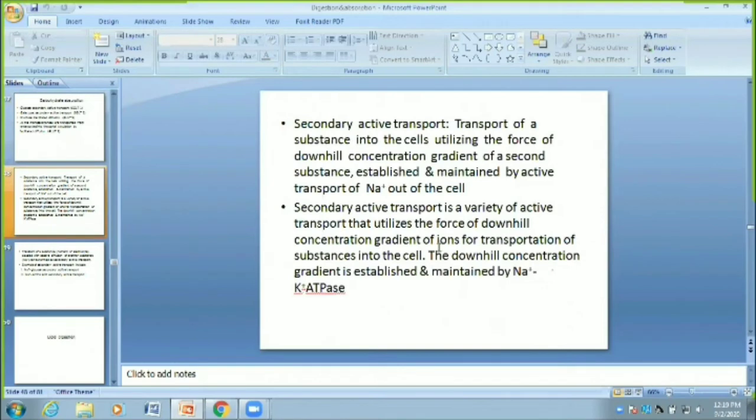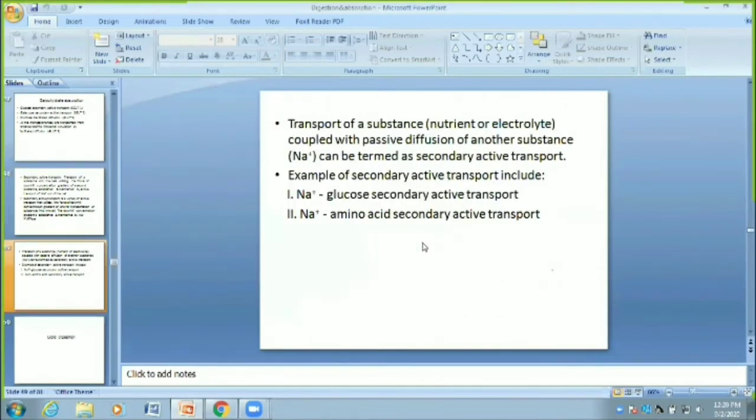there are definitions of secondary active transport. We taught you this definition, but I like small definitions. If you can say these definitions, good. If you cannot, here is a very small effective definition. Transport of substances coupled with passive diffusion of another substance can be termed as secondary active transport. Is it clear? Understand.